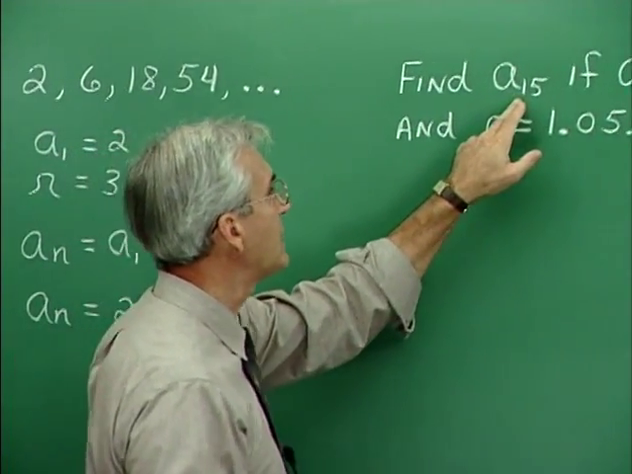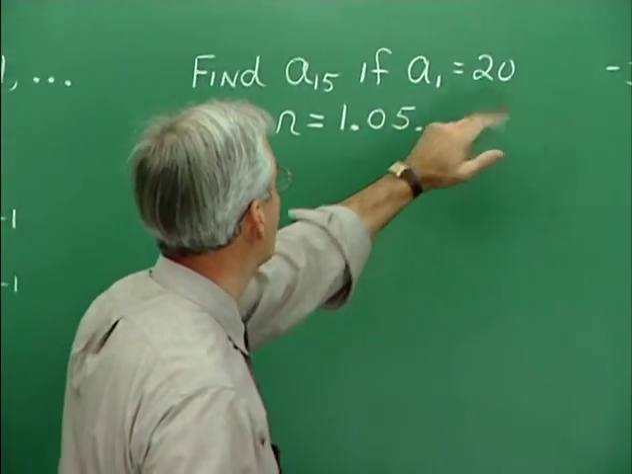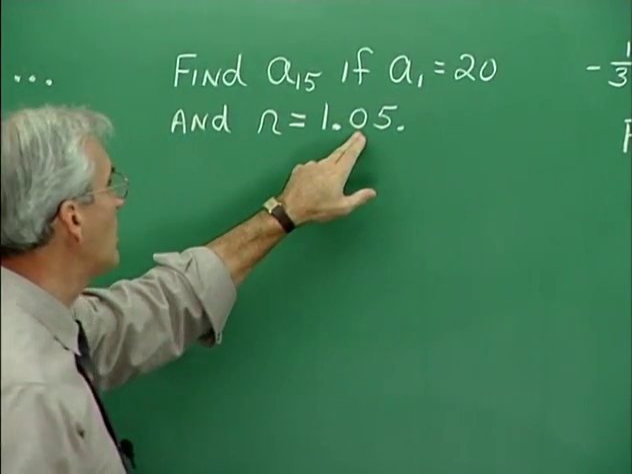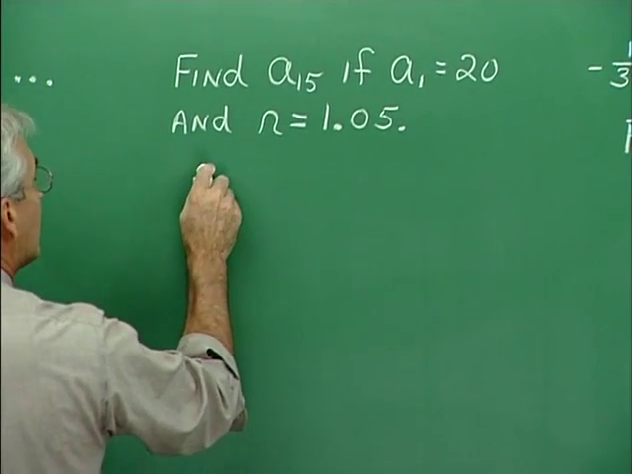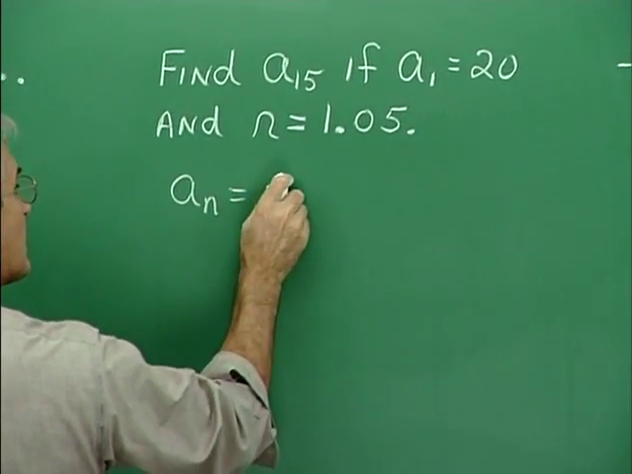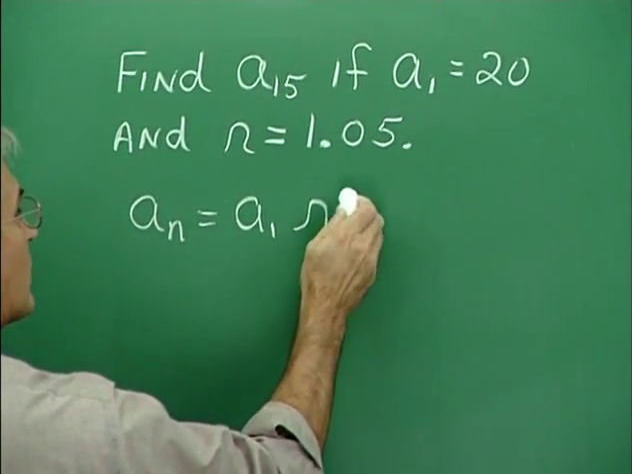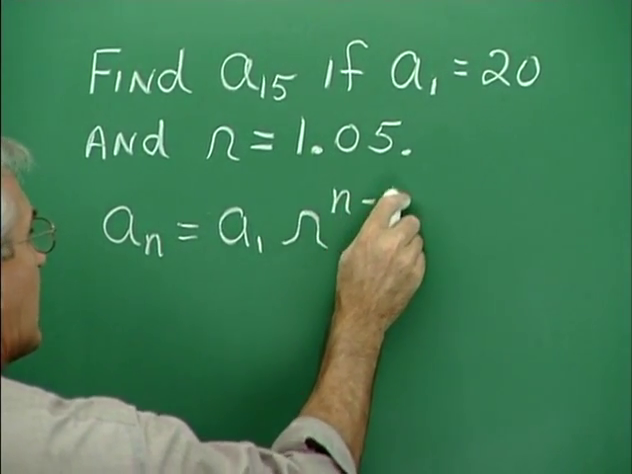Suppose we want to find the 15th term if we know that the first term is 20 and the common ratio is 1.05. Well, we just start with the idea of the nth term. The nth term is the first term times the common ratio raised to the n minus 1 power.